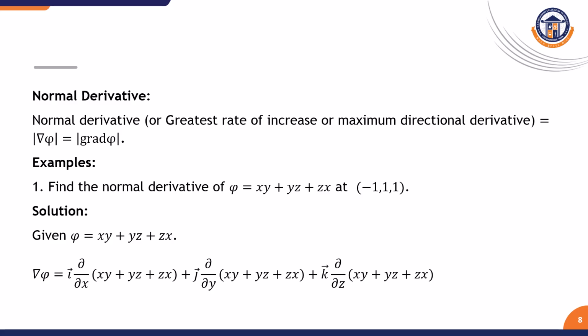Here one example is given. Find the normal derivative of phi. Actually this is a scalar point function, and one particular point is given. Here the question is the normal derivative. So in the solution, first we write the given function phi. Then after that we find grad phi, that is del phi.